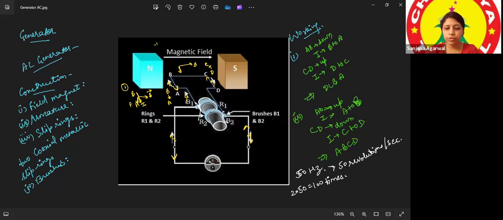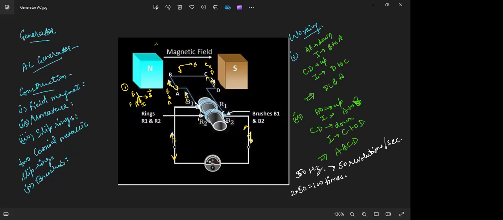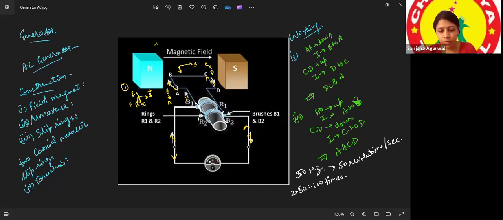In the DC generator also, we use split rings only instead of slip rings. So only in the AC generator do you use slip rings. I want to show you, but it will take so much time writing the DC generator. I'll make you write it and show you one video also. Now almost the chapter, except domestic circuits, is completed, so we can practice more questions.